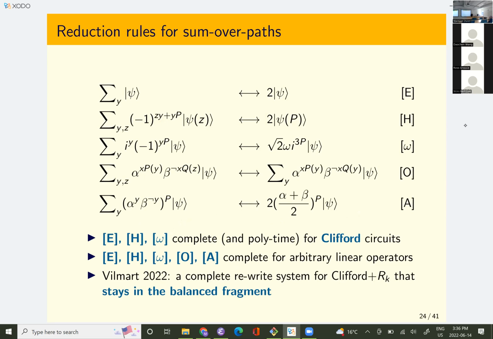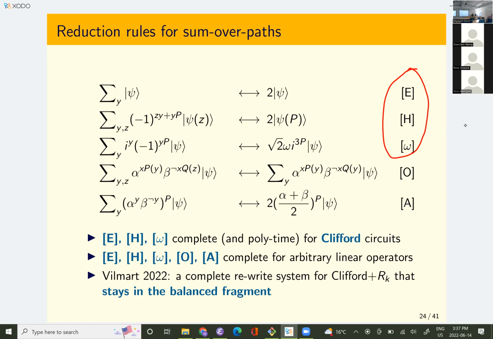And if we play this game and look at some other circuits that exhibit this kind of interference, we can come up with a system of rewrites that do this kind of analysis of the interference in our quantum circuits. These are 5 particular rewrites for some of the paths. And these first 3, E, H, and omega, turn out to be complete for Clifford circuits, meaning any equality that holds between two sums of paths of Clifford circuits is witnessed by these 3 rewrites.